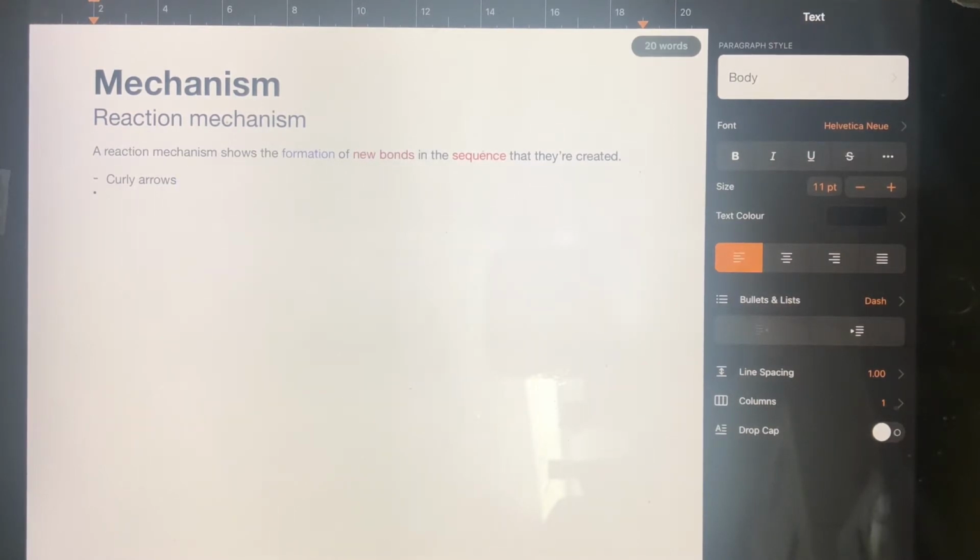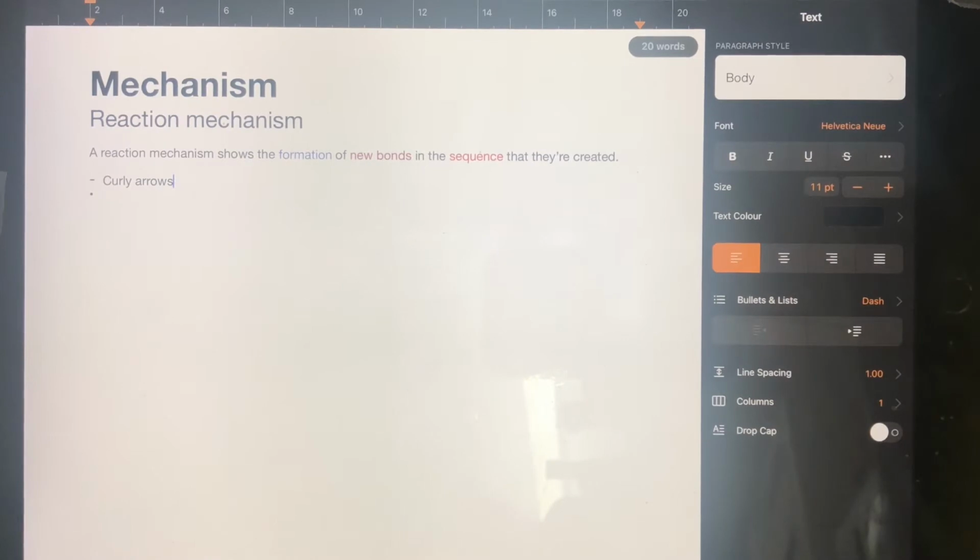A reaction mechanism shows the formation of new bonds in the sequence that they're created. There are different parts of a mechanism. One of them is curly arrows. Curly arrows are used to show the movement of a pair of electrons, which is useful to show the formation of a new bond.